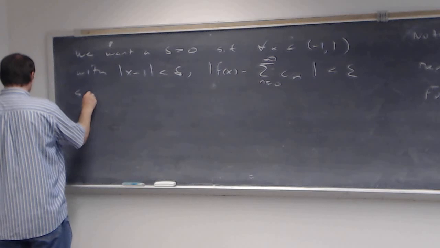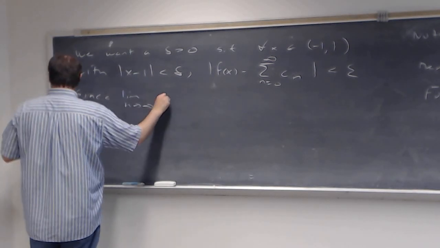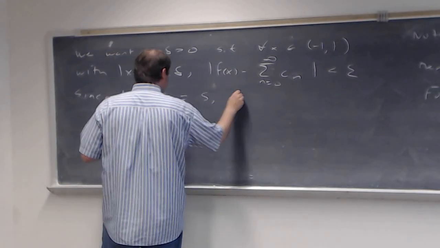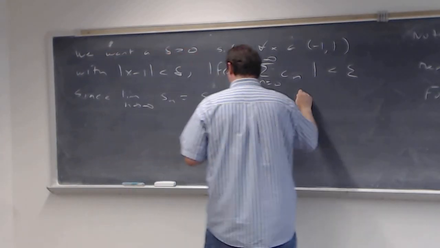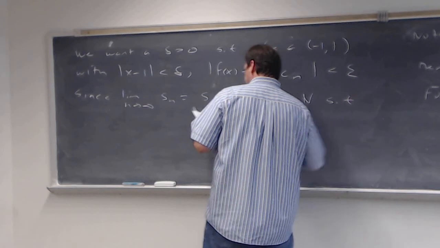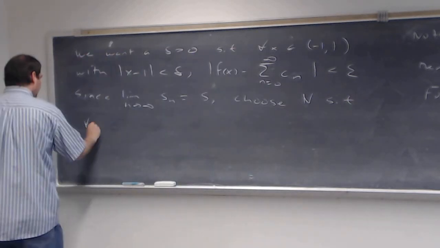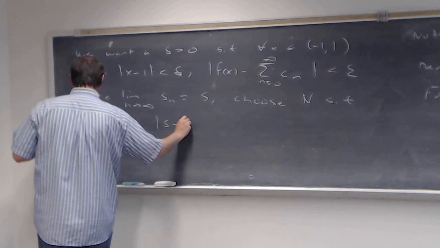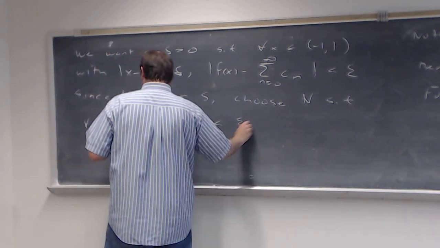Since the limit as n goes to infinity of s of n equals s, we choose big N such that for all n bigger than or equal to big N, s minus s of n will be less than epsilon over 2.